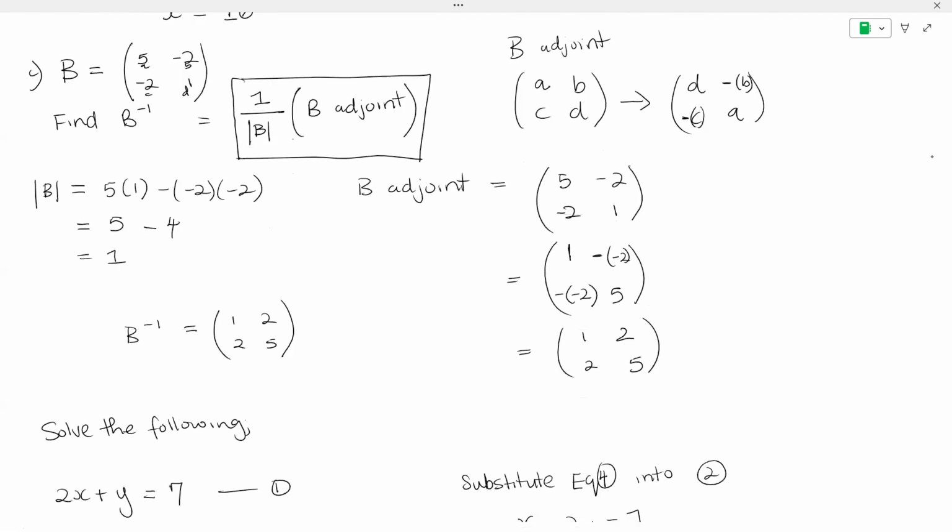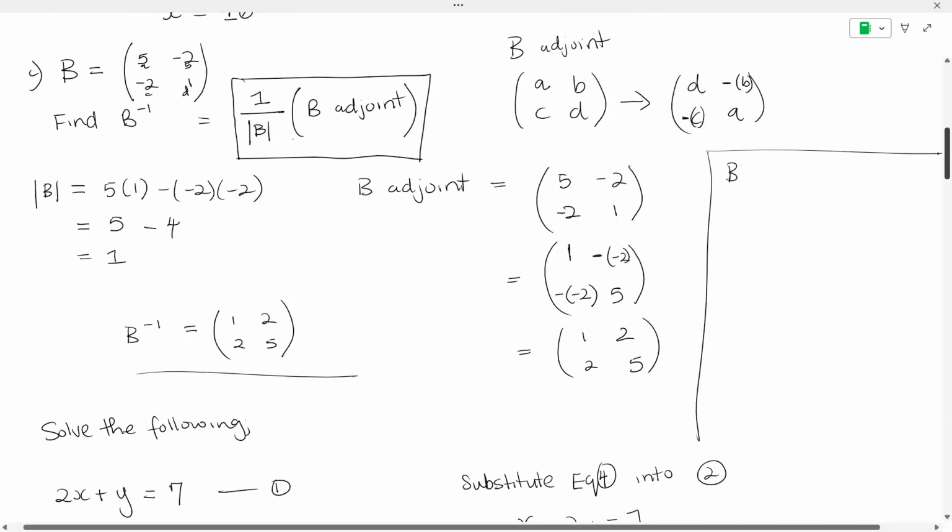Just to go back up to what we were doing. Okay, look, we have B inverse here, right? B inverse by B should give you the identity matrix, which is 1, 0, 0, 1, the multiplicative identity. B inverse is 1, 2, 2, 5, and B is 5, -2, -2, 1. When I multiply this, I should get 1, 0, 0, 1, because the inverse by B will give me the multiplicative identity.